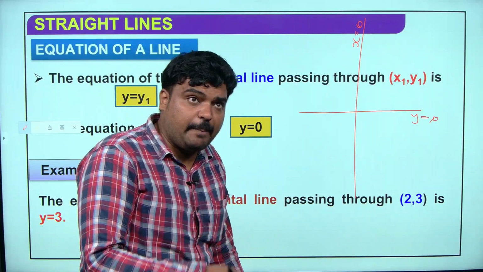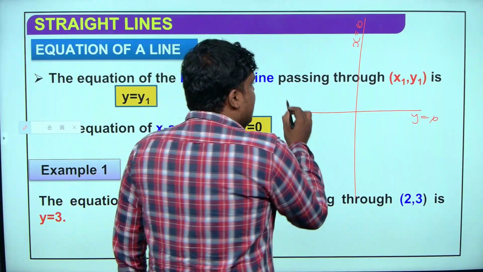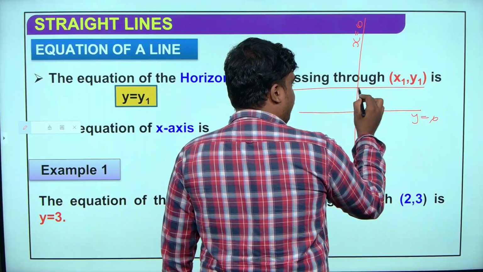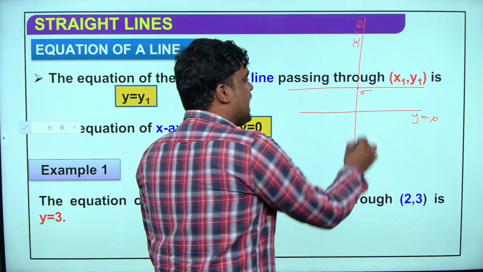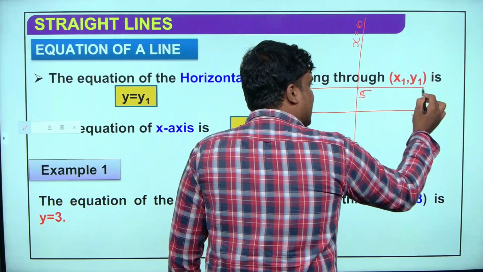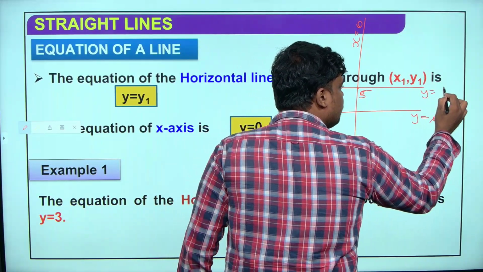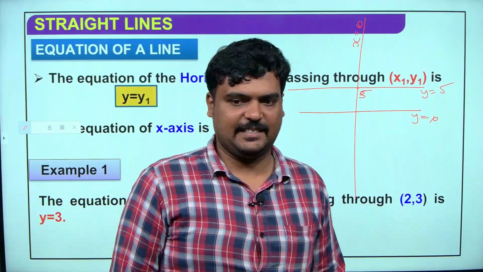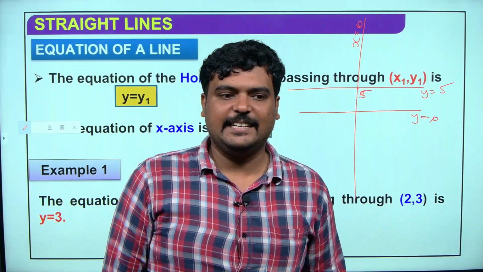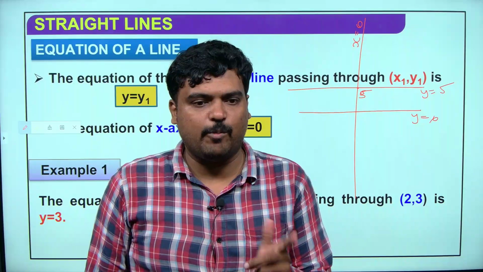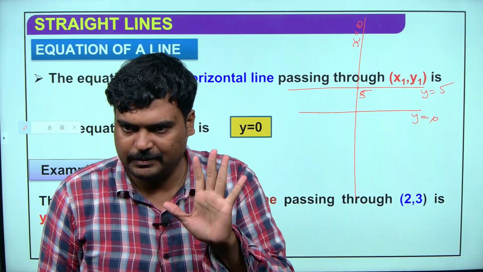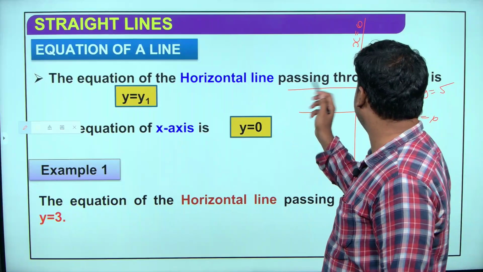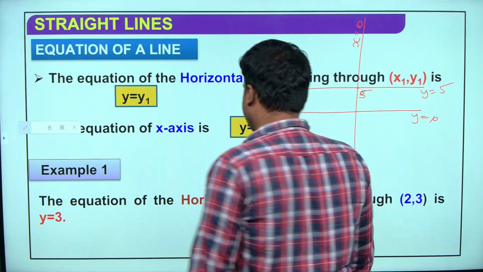Any line which is parallel to x-axis, let me take this as 5. So we can write this equation as y equal to 5. Anything which is parallel to x-axis, then the equation of that line will become y equal to that number itself. So we can just say y equal to y1 if any line is horizontal.